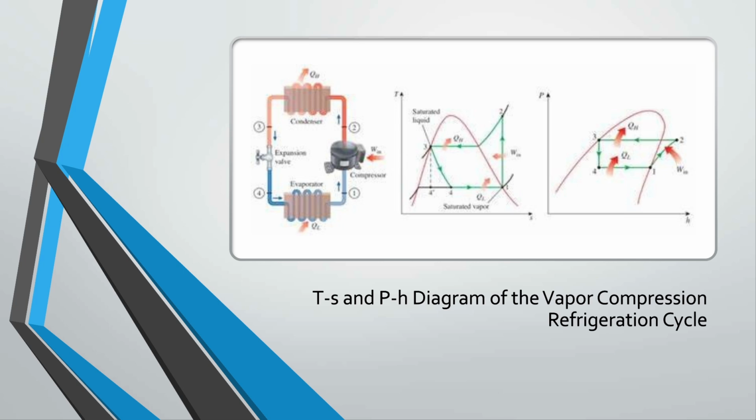repeat the cycle. Now, if we look at the PH diagram, which shows pressure versus enthalpy, this gives us a great view of the energy balance in the system. We start at low pressure and low enthalpy in the evaporator. As heat is absorbed, enthalpy increases until the refrigerant becomes a saturated vapor.